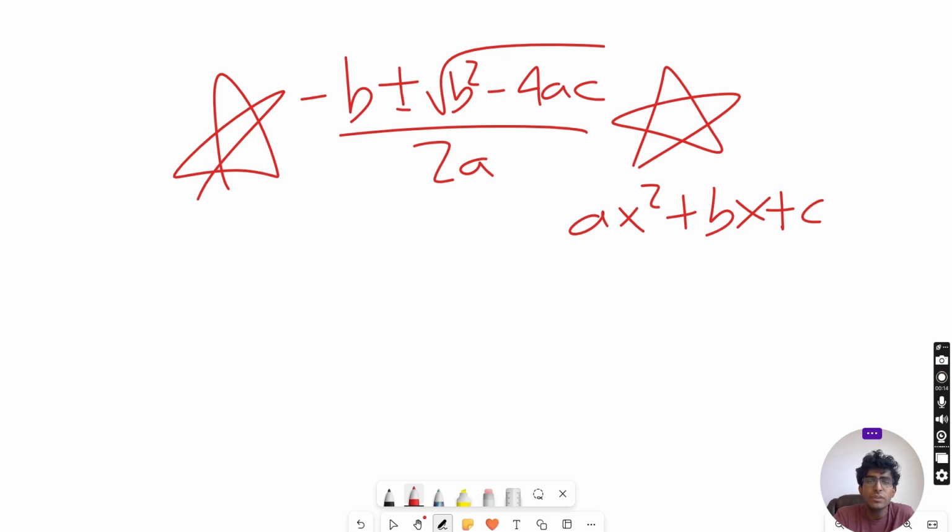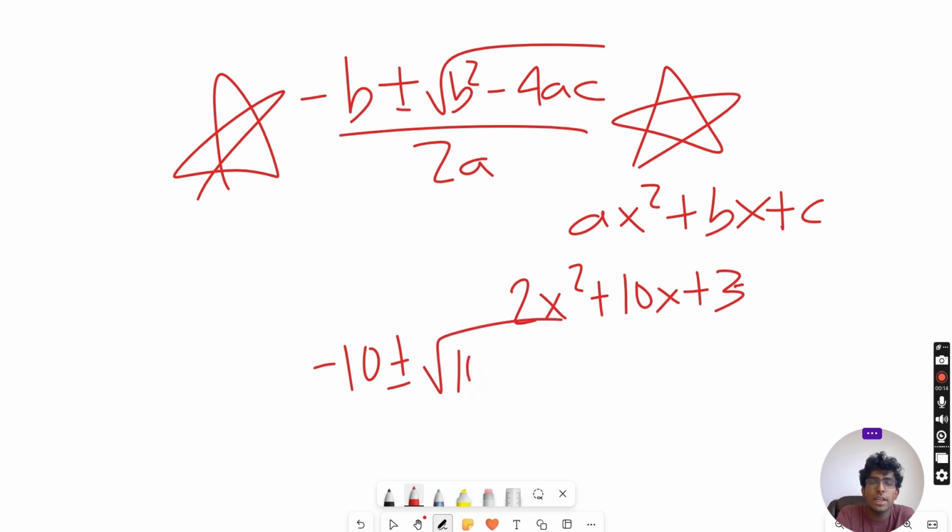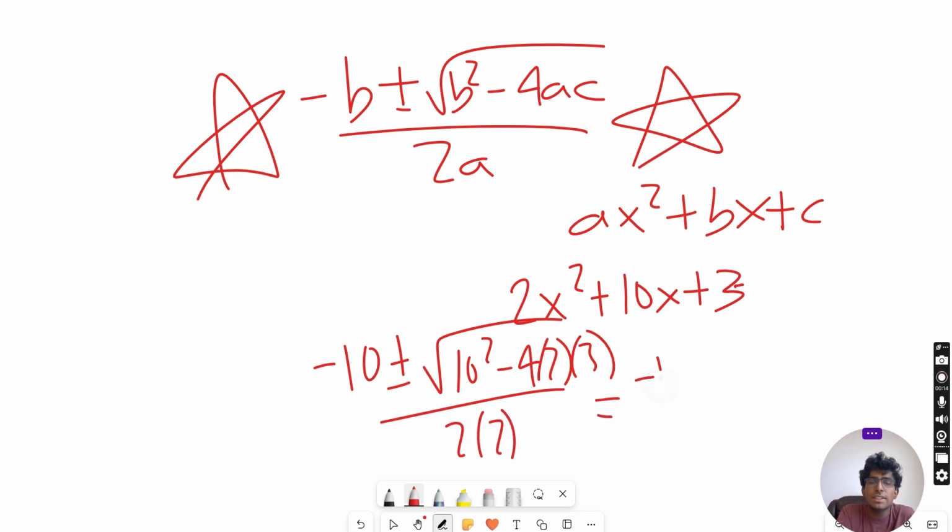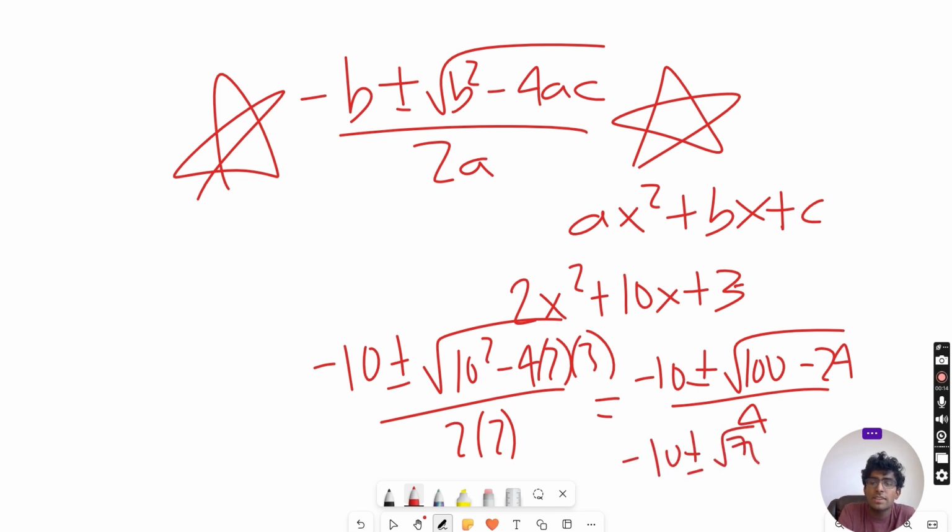For example, if we had 2x squared plus 10x plus 3, and we want to solve this by the quadratic formula, it'd be -10 plus or minus the square root of 10 squared minus 4 times 2 times 3, over 2 times 2. We can simplify this to -10 plus or minus the square root of 100 minus 24, over 4. -10 plus or minus the square root of 76 over 4.